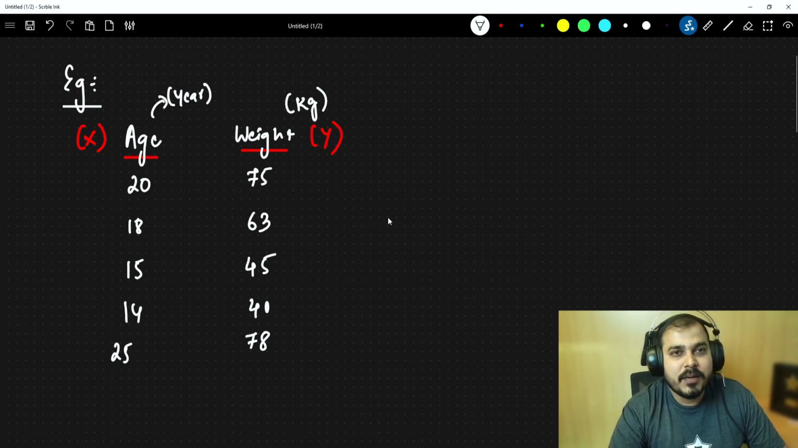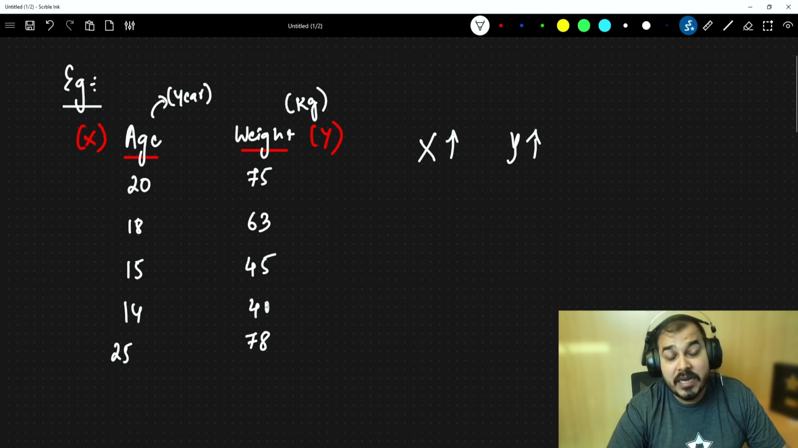One relation that you can see is that as the age keeps on increasing, the Y value is also increasing. This is one amazing property that we can get from here. Let's see one example. When the person was 14 years, he had a weight of 40 kg. Then when the person was 15 years, 45, 18, 63, 20, 75, 25, 78. So as the x is increasing, y is also increasing.